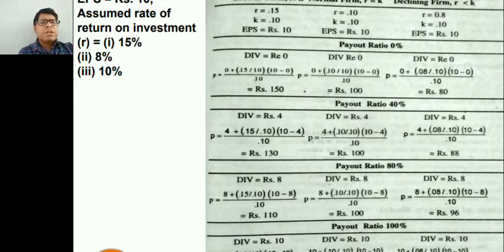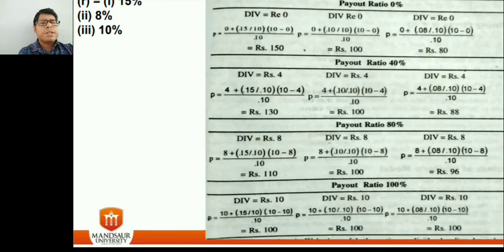Now we are increasing the payout ratio to 40%. So here D is 4, dividend is 4. We can calculate this as earning per share into payout ratio, that is D. So here P equals 130. In normal firms it is 100, and in declining firm it is 88. Likewise, when payout ratio is 80%, then P is 110. Normal firm it is again 100, and declining firm it is 96.